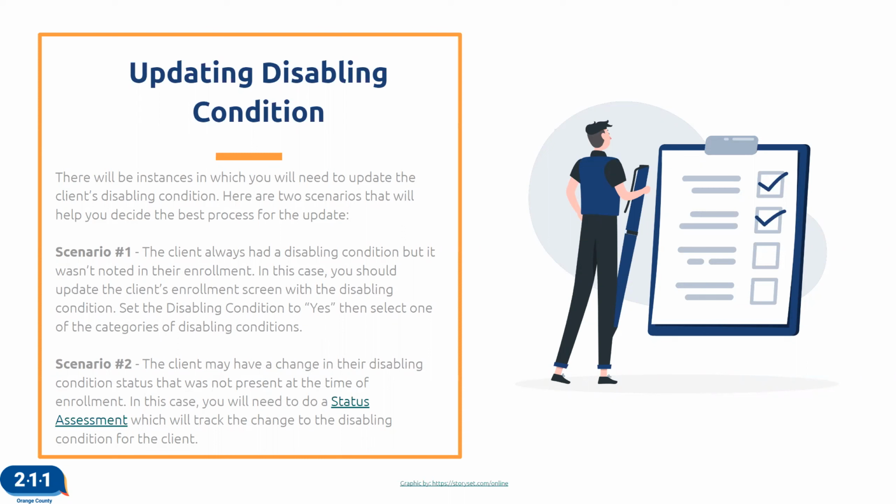And then in the second scenario, the client may have a change in their disabling condition status that wasn't present at the time of their project enrollment. And in this case, you would need to do a status assessment, which will track the change of the disabling condition for the client. That will reflect the point in time that it happened.